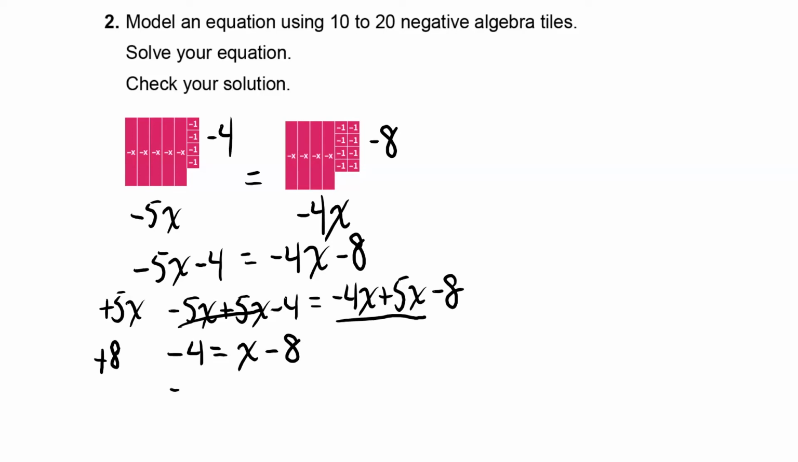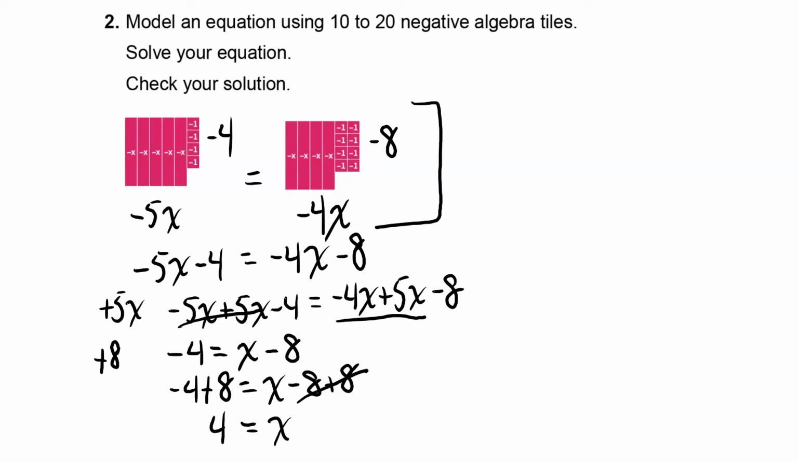So in this case we've got negative 4 plus 8 is going to be equal to x minus 8 plus 8. Negative 4 plus 8 leaves us with 4 is equal to x, and of course the negative 8 and the plus 8 cancel out, so we end up with an answer that says x is equal to 4, which is exactly what we did here. We found that x was equal to 4 when we did the visual model.